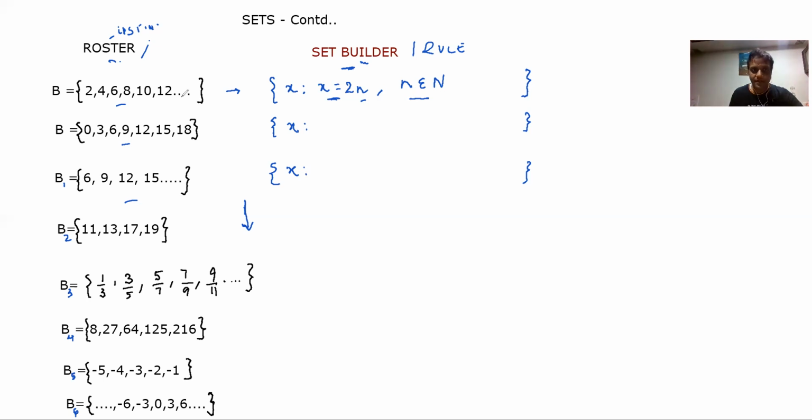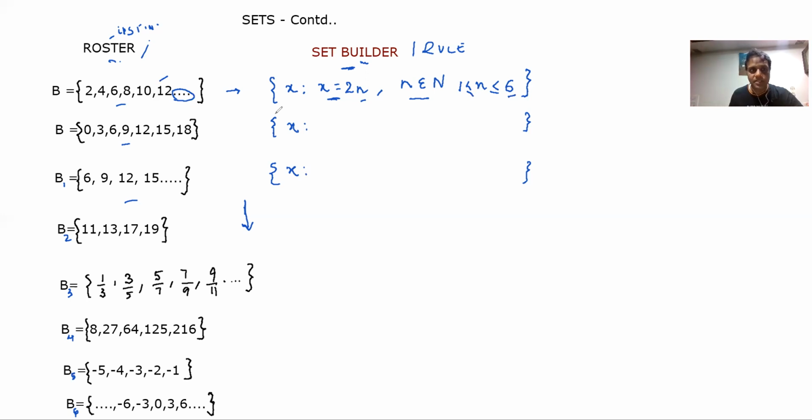But what if these dots would not have been there? This would have been limited data up to 12. Then in that case, I will add that n lies between 1 and what? 6. Because the moment I put n equal to 1, I get 2. The moment I put 2, I get 4, 3, 6. And when I put the last number 6, I get the last number, which is 12.